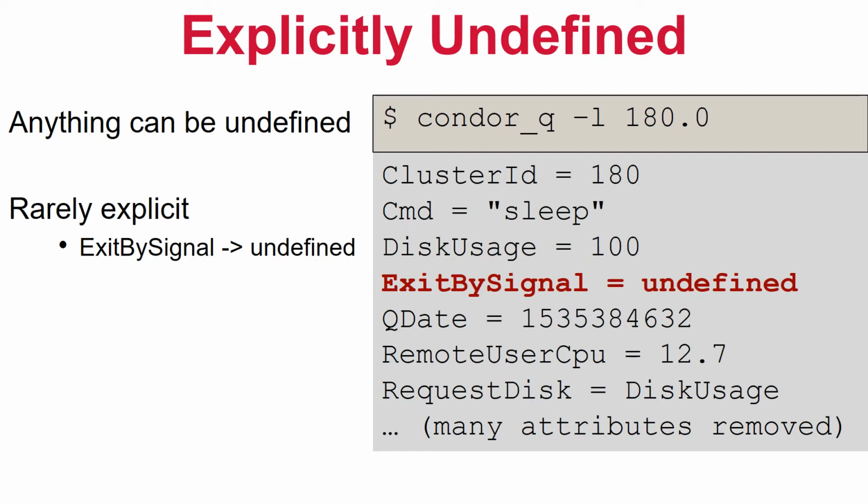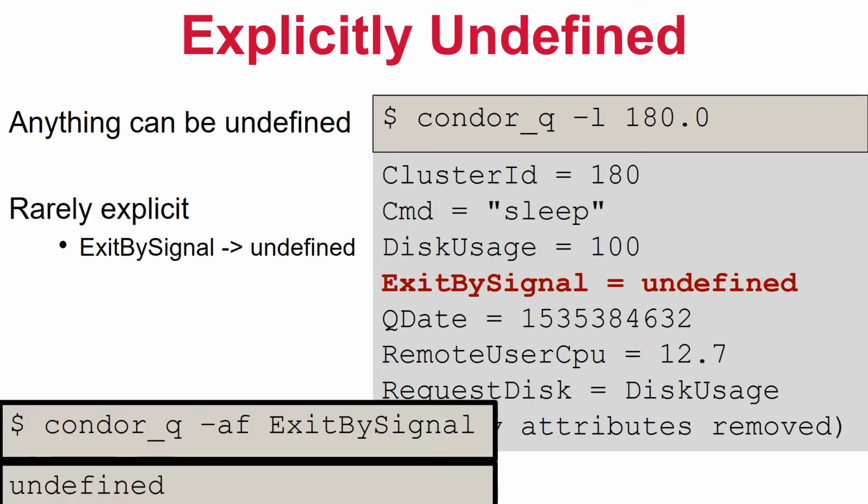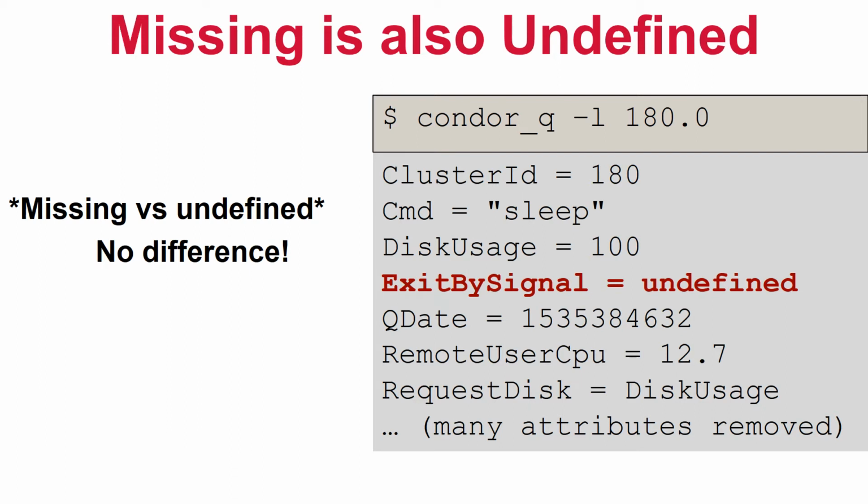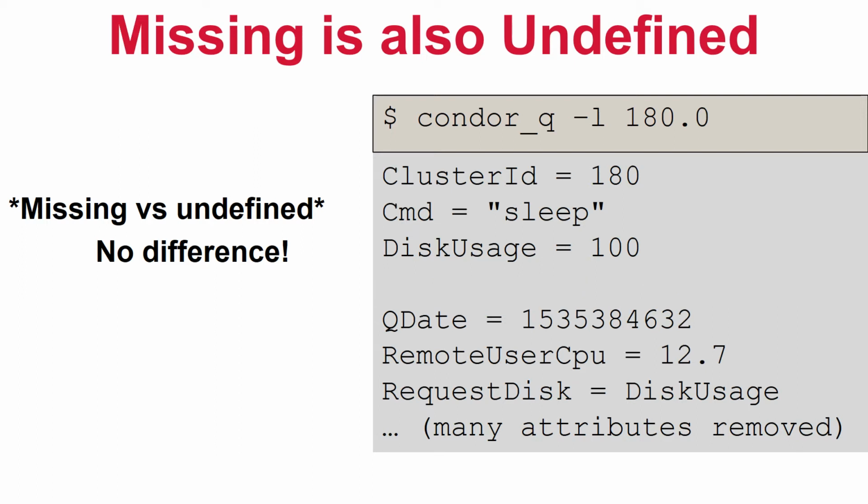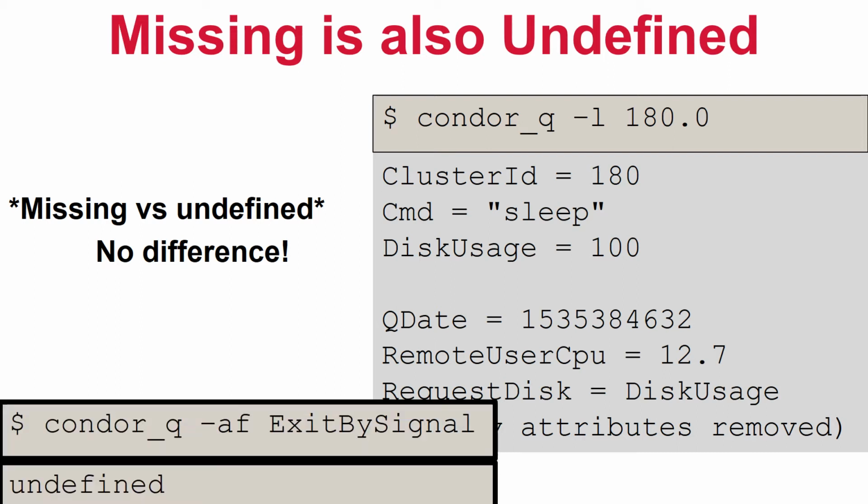In our example job ad here, we see the exit by signal attribute is explicitly undefined. Maybe this means the job hasn't exited yet. Maybe it means it's run on a system without Unix signals. We just don't know. It's undefined. But the more common case we find undefined is when the attribute is missing. In our example ClassAd here, now the attribute exit by signal is missing. And if we ask to display it, we also get undefined. There is no way to tell if an attribute is undefined because it is explicitly set to undefined or if it's missing. And that's by design.